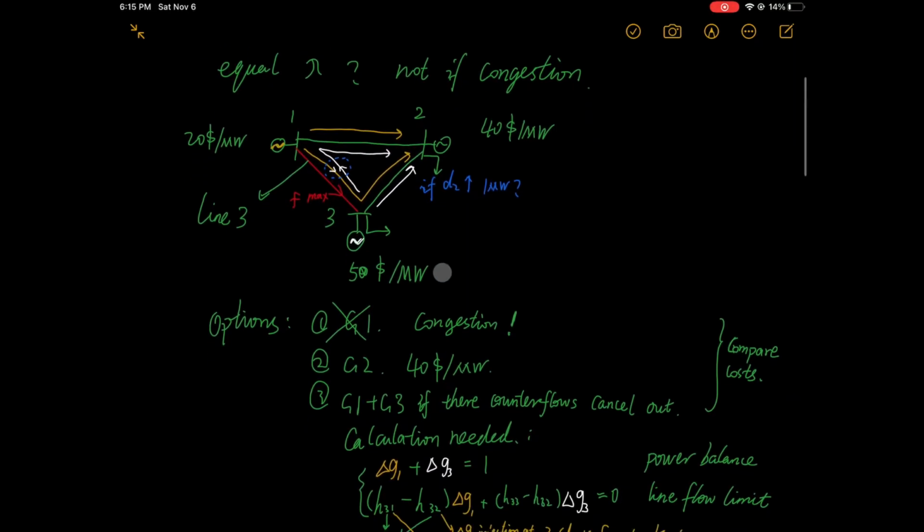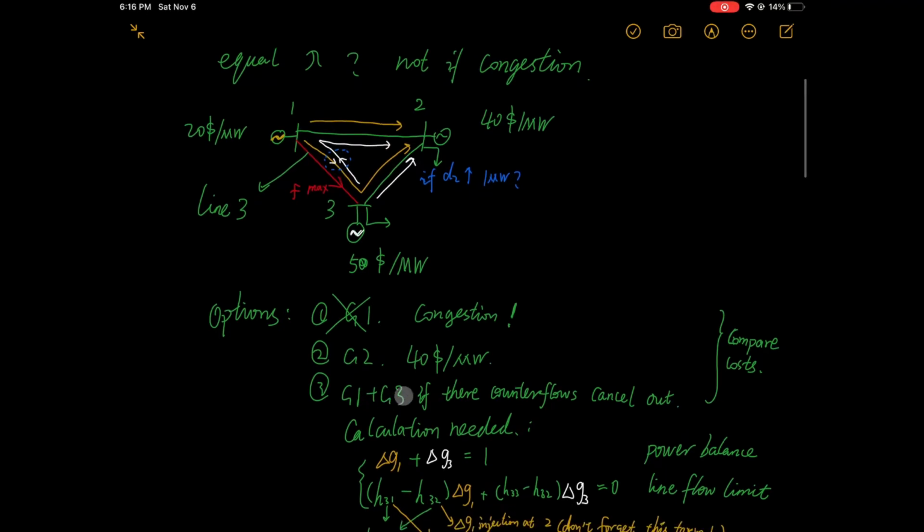Let's see an example here. There's congestion in line 3, and choices are using G1, which is impossible because of line 3 power flow limits, or using G2, which is expensive, or use G1 plus G3, which generates counterflows so that power flow increase in line 3 can be cancelled, and the cost may be lower than using G2.